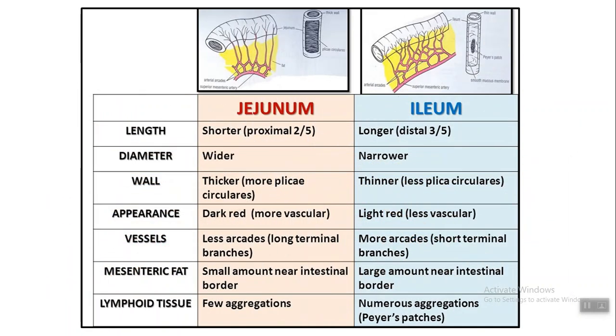This is a summary of the differences between the jejunum and ileum regarding the length: the jejunum is short, the upper 2/5, while the ileum is longer, the distal 3/5. Then diameter, wall thickness, appearance in general, vessels, arrangement of the arcades, mesenteric fat, and lymphoid tissue. Also there are differences between the jejunum and ileum.